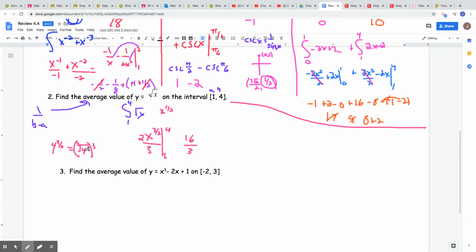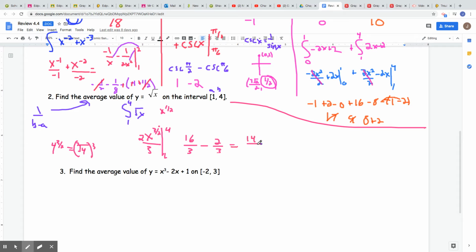So the square root of 4 is 2. 2 cubed is 8. So this right here is 8. 8 times 2 is 16. So we get 16 thirds. Minus 1 times 2 is 2, which is 2 thirds. So that is 14 thirds.